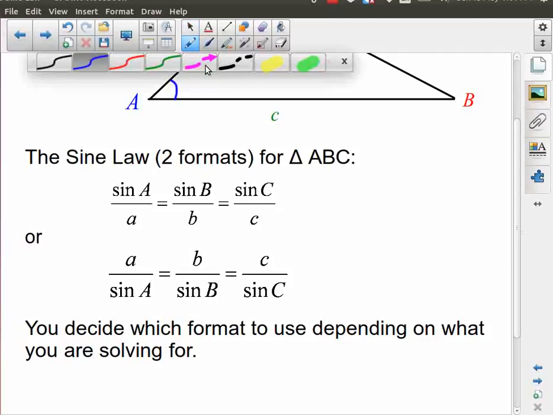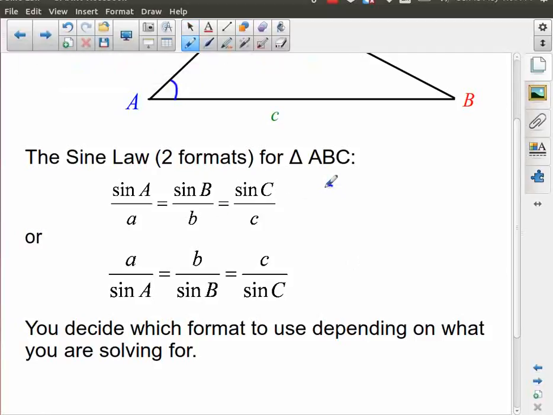If you are trying to solve for the angle, okay, so in that case that's A, B, or C. If you're trying to solve for the angle A, B, or C, then use this form where the capitals are in the top, sine of the angles.